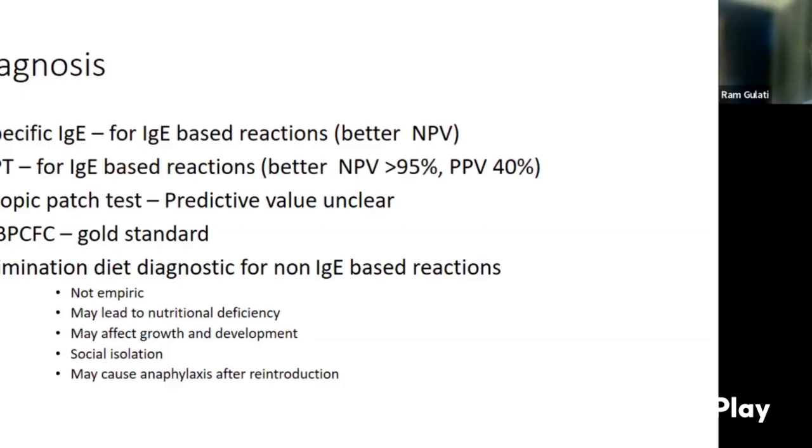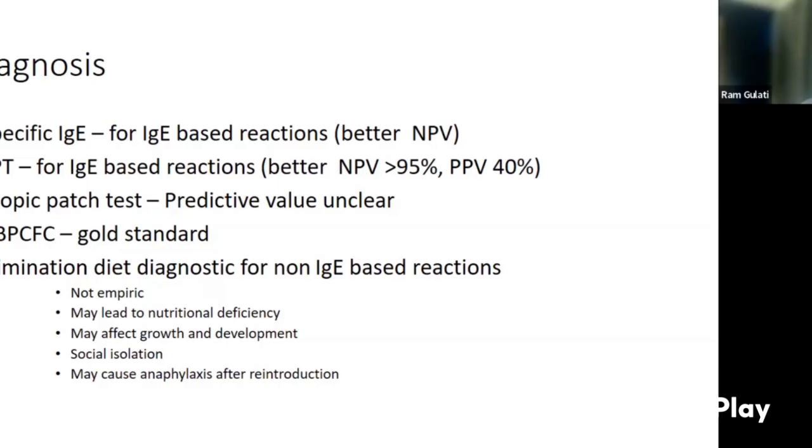The gold standard for food allergy is a double-blind placebo-controlled food challenge. It's very difficult in children, and most of the time we end up with a single-blinded challenge. Elimination diets for non-IgE based food allergies should never be done empirically, even though the NICE guidelines say that if you have an eczema which is not settling despite rationalized treatment, you can take away the milk for 4 to 6 weeks and see, but that should be done under nutritional guidance.